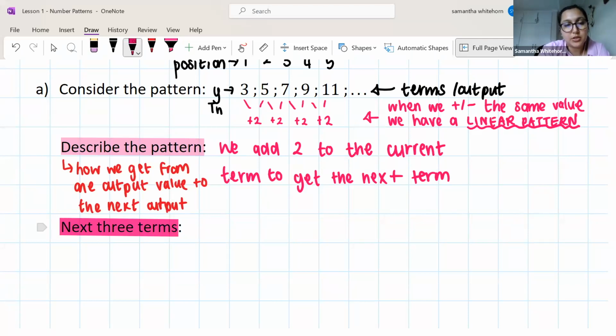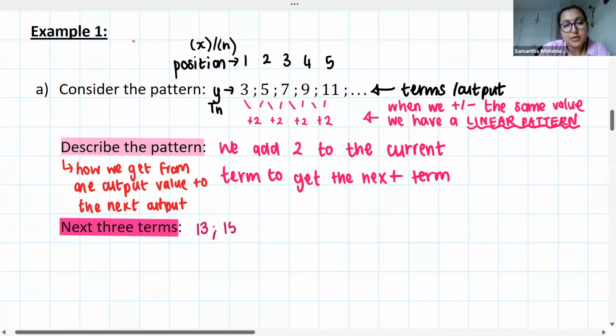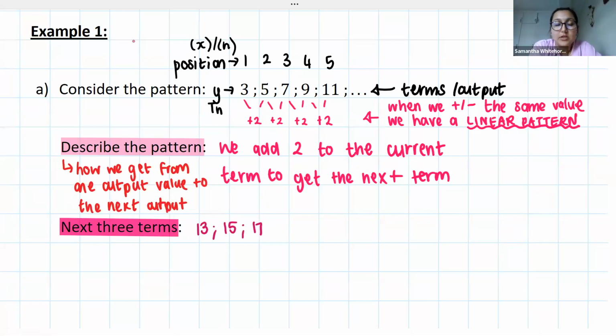So 11 plus 2 is 13. 13 plus 2 is 15. 15 plus 2 is 17. And so our next 3 terms, 13, 15, 17. Nice and easy. All right.